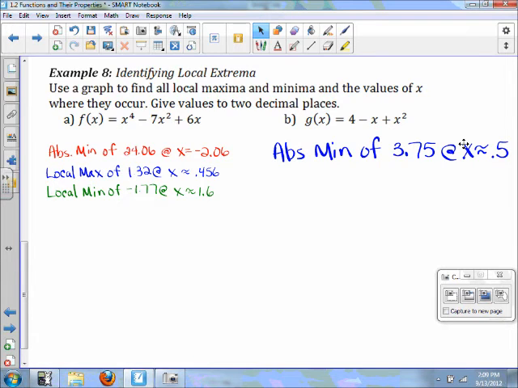Now, you'll be using absolute mins and maxes and relative mins, or local mins and local maxes, again and again, so this is one of the concepts you need to understand. If you don't understand them, you need to ask me right away.